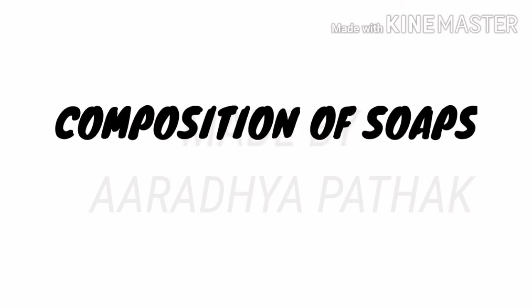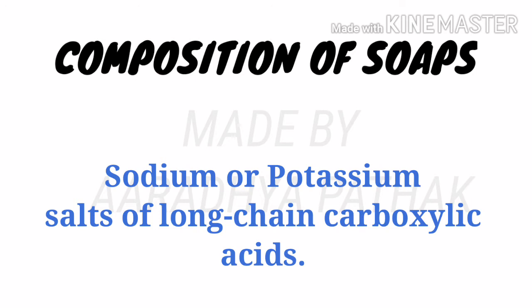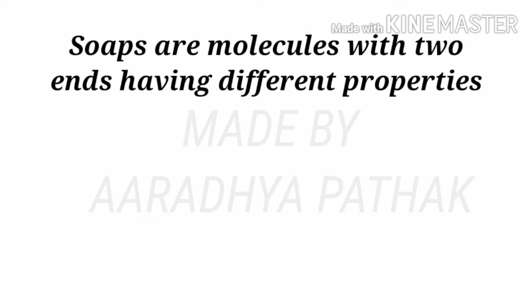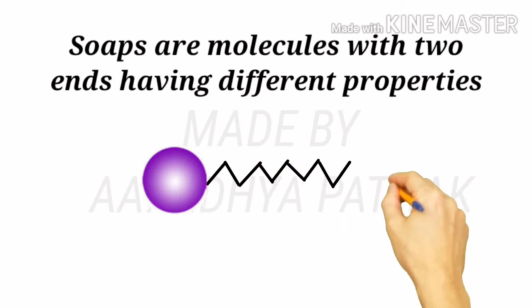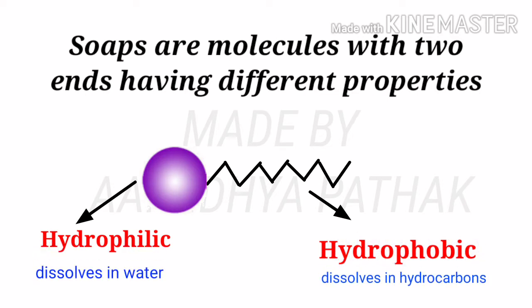Today I am going to talk about the composition of soaps. So, the soaps are basically sodium or potassium salts of long chain carboxylic acids. Soaps are molecules with two ends having different properties. One of the ends is hydrophilic and the other is hydrophobic. The hydrophilic end dissolves in water while the hydrophobic end dissolves in hydrocarbons.